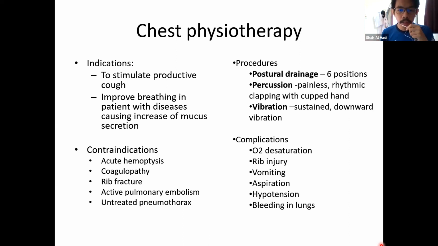Complications include oxygen desaturation. As I mentioned just earlier, it can lead to rib injury, vomiting, aspiration, and also bleeding in the lungs. So, next.